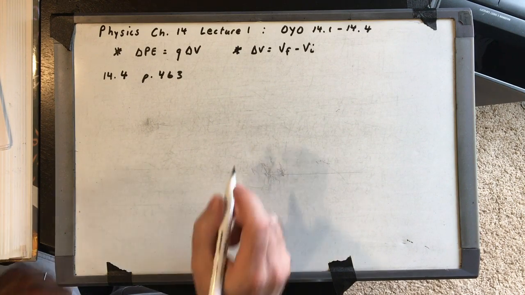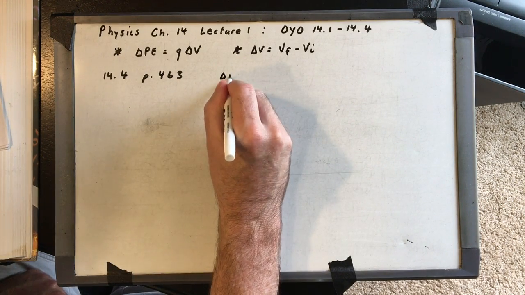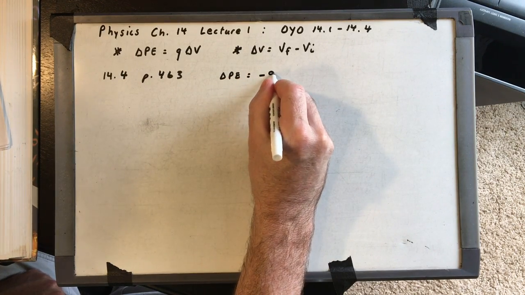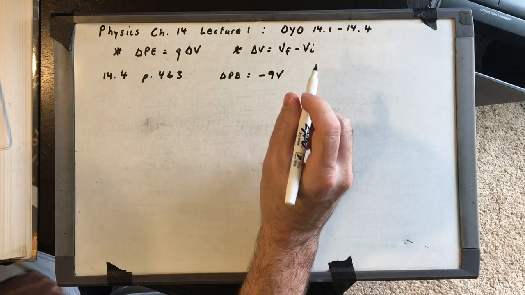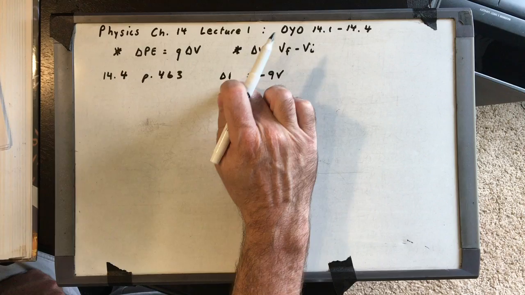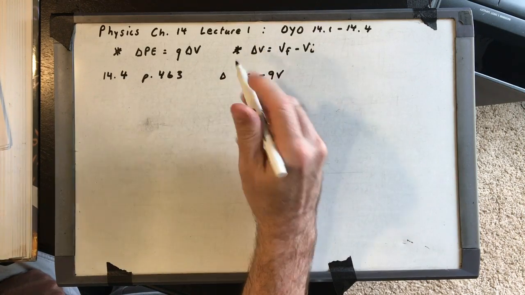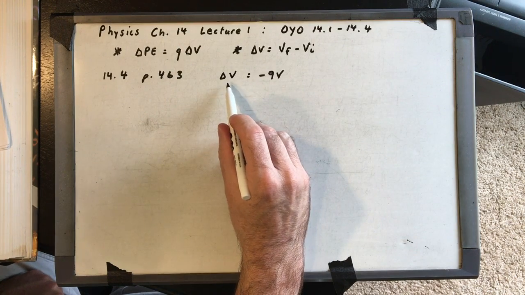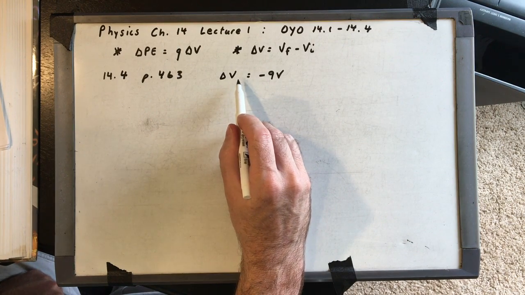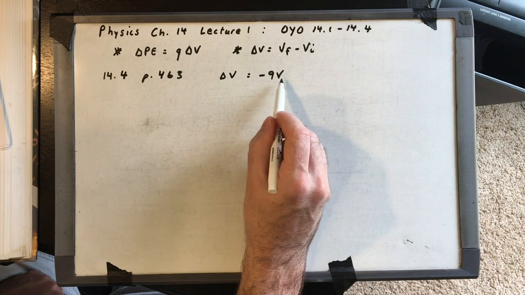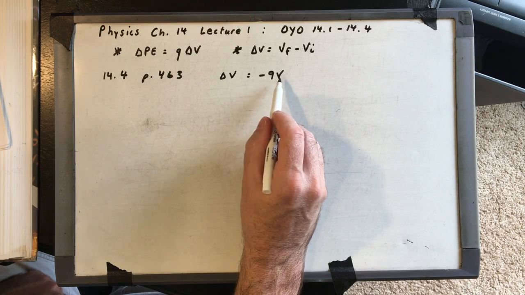Well, if it moves to the negative side, the change in potential energy is going to be negative 9 volts. Okay, excuse me, not change in potential energy, change in voltage. Sorry about that. Change in voltage, it moves from the positive side to the negative side, negative 9. If it had done the opposite, moved to the positive side, then it'd be positive 9 volts.